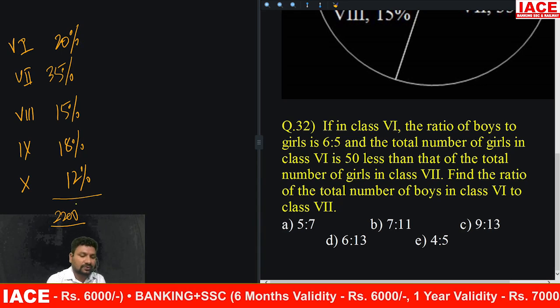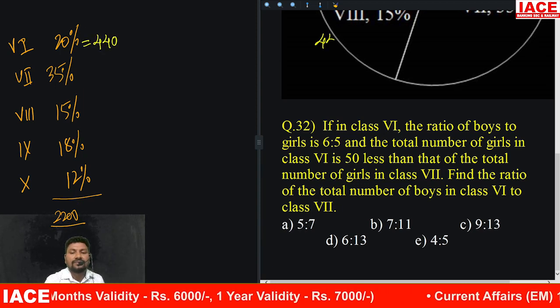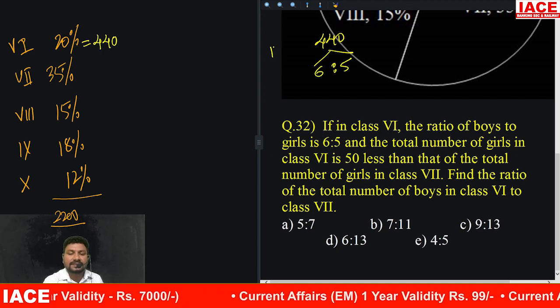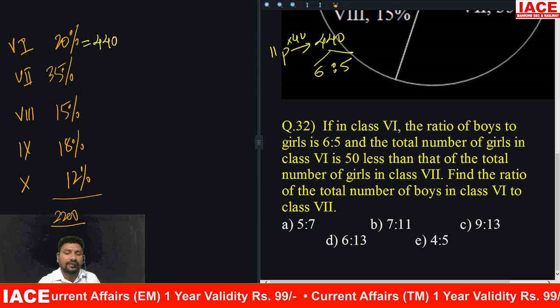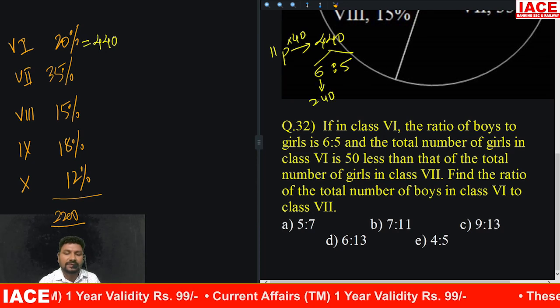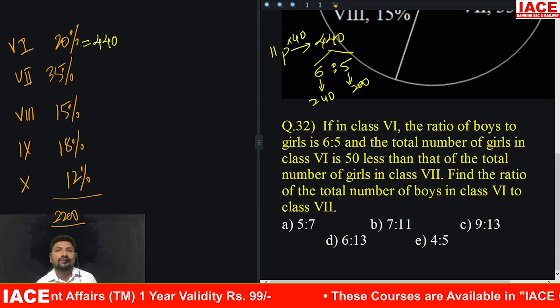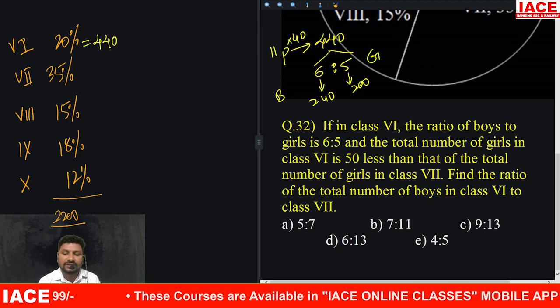In class 6th, the ratio of boys to girls is 6:5. 20% of 2200, how many members? 440. In 440, the ratio is 6:5. 6 plus 5 is equal to 11 parts. 11 parts equal to 440 means 1 part equal to 40. 1 part equal to 40 means 6 parts equal to 240 and 5 parts equal to 200. 240 plus 200 equals overall 440. And the first one belongs to boys, the second one belongs to girls.